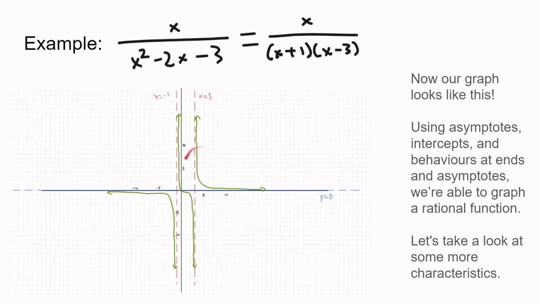And now our graph looks like this. So drawing in the end behaviors and the behaviors at the asymptotes, we get this graph. So we can see that this is also a reciprocal function, but it looks a lot different from our first example. And we can find more of those differences by looking at some more characteristics.